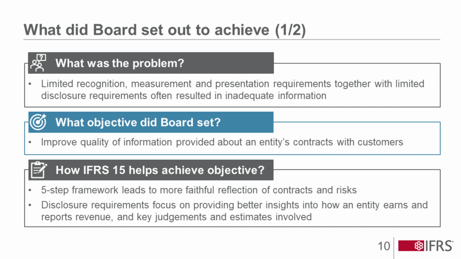IFRS 15 uses a 5-step framework with clear objectives for each step, supported by application guidance. And as I said, our objective was to provide a robust framework with adequate guidance that would work both across a range of entities and over time for an individual entity's business and products as that range of offerings evolved. And I'll talk about the 5-step process a bit more in a minute or so.